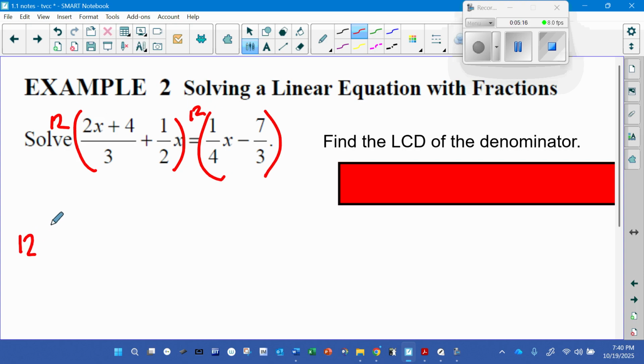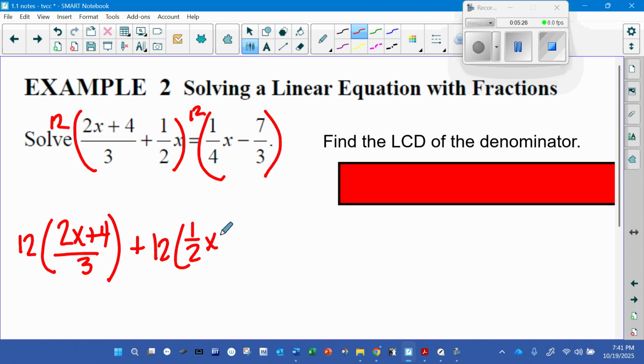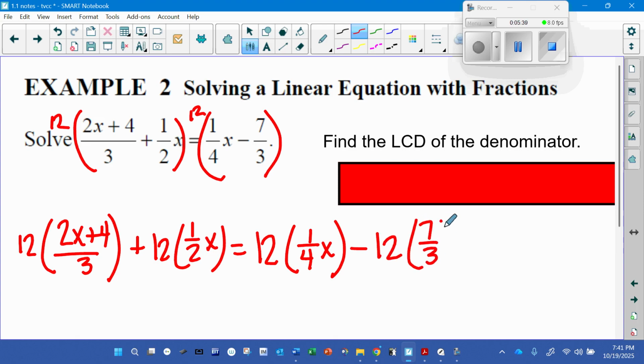So we're going to have 12 times 2x plus 4 over 3 plus, now you got to do it again, 12 times 1/2 x equals, do it again, 12 times 1/4 x, do it again, and there's a minus sign this time, 12 times 7 over 3. So now you distribute the 12. Since we do have a denominator of 3, 3 will go into itself once and it will go into 12 4 times. So now we're going to distribute the 12 instead.